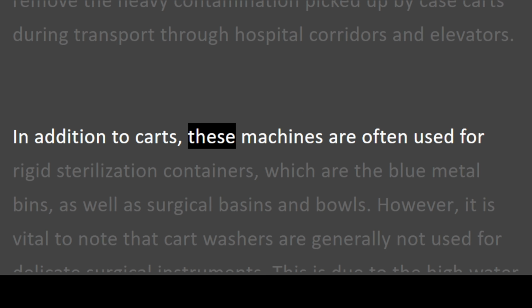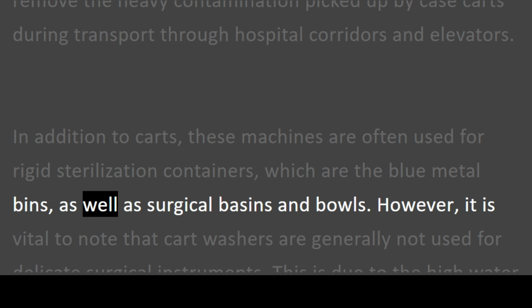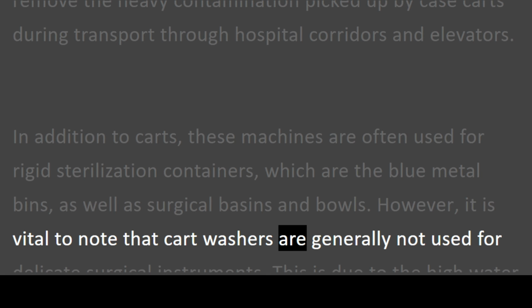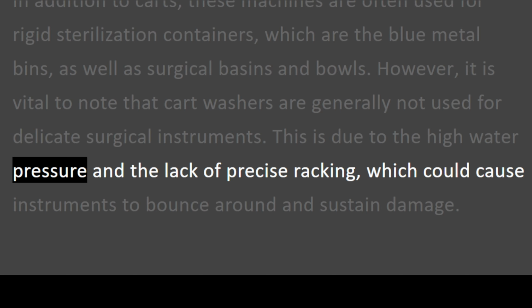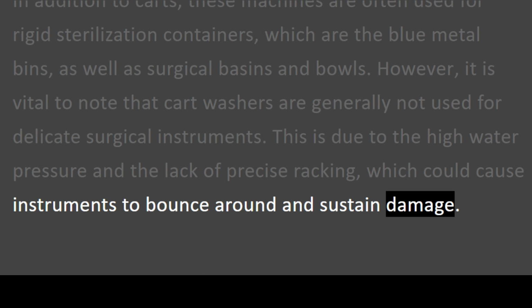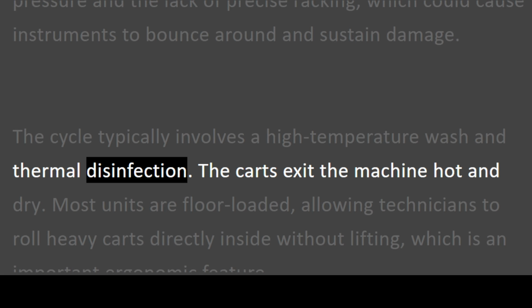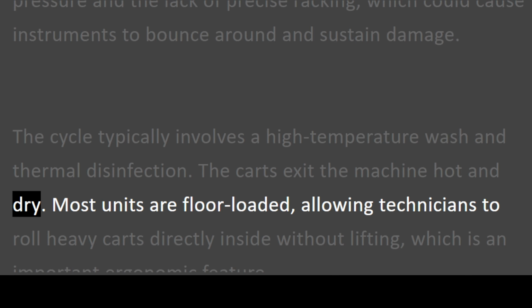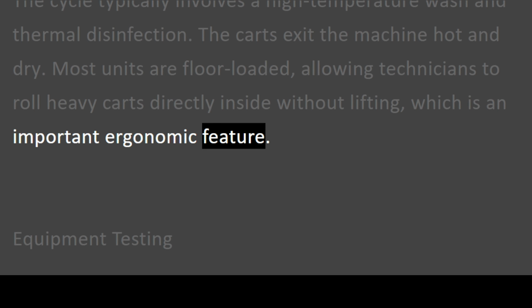In addition to carts, these machines are often used for rigid sterilization containers, which are the blue metal bins, as well as surgical basins and bowls. However, it is vital to note that cart washers are generally not used for delicate surgical instruments. This is due to the high water pressure and the lack of precise racking, which could cause instruments to bounce around and sustain damage. The cycle typically involves a high-temperature wash and thermal disinfection. The carts exit the machine hot and dry. Most units are floor-loaded, allowing technicians to roll heavy carts directly inside without lifting, which is an important ergonomic feature.